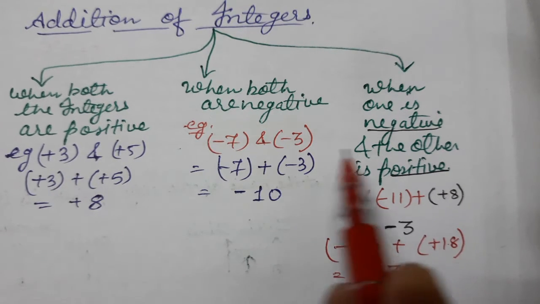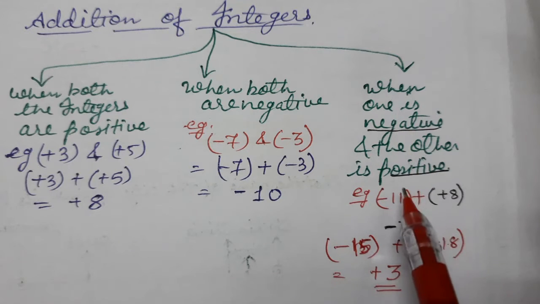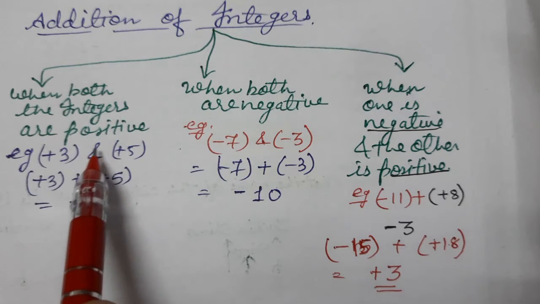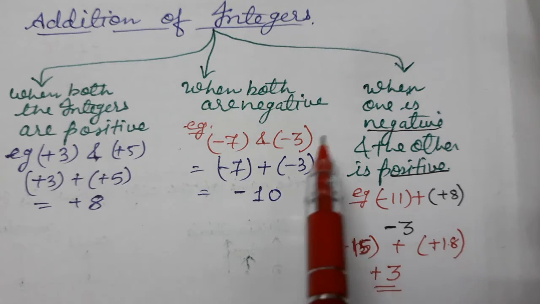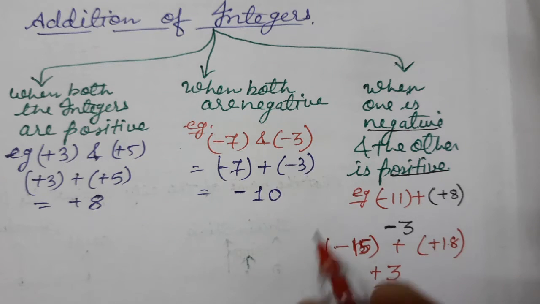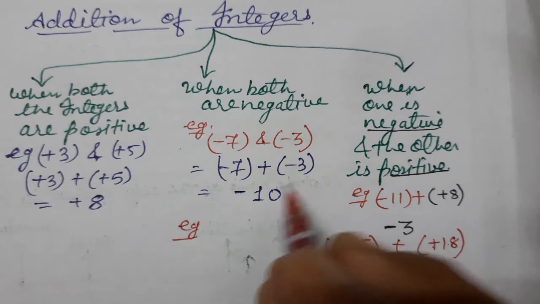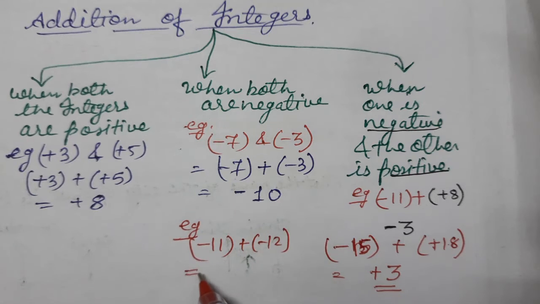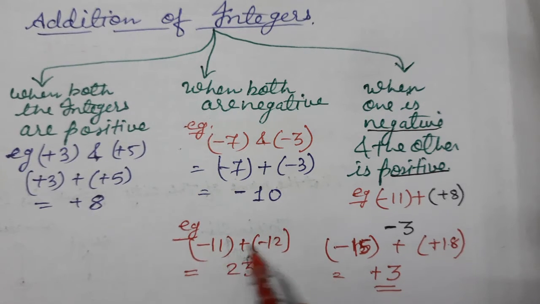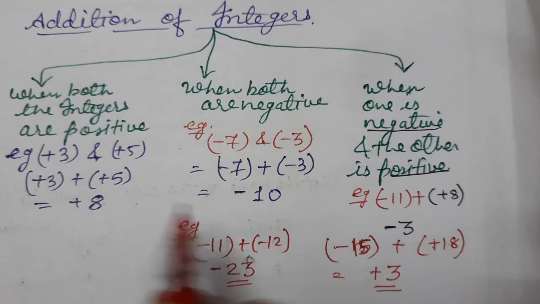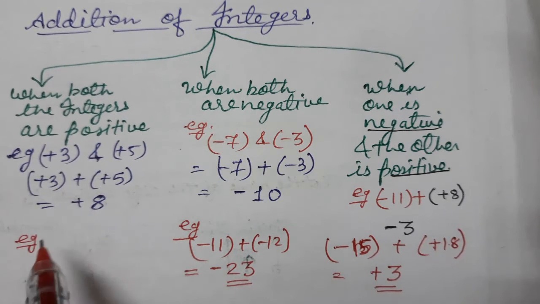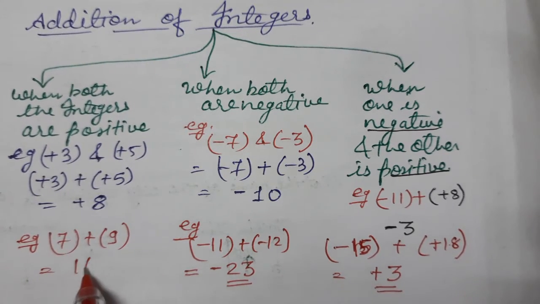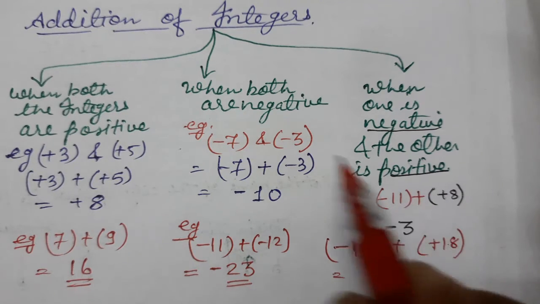So there are three cases. One negative, one positive. When both are negative, and when both the integers are positive. Both are positive, that you have already studied in the previous classes. Now comes both negative, दोनों negative हो तो just simply add them. One more example: minus 11 and minus 12. Both are negative, so simply add them, 23, and put the sign negative. If both are positive, simply add them: 7 and 9, 16 is the answer.